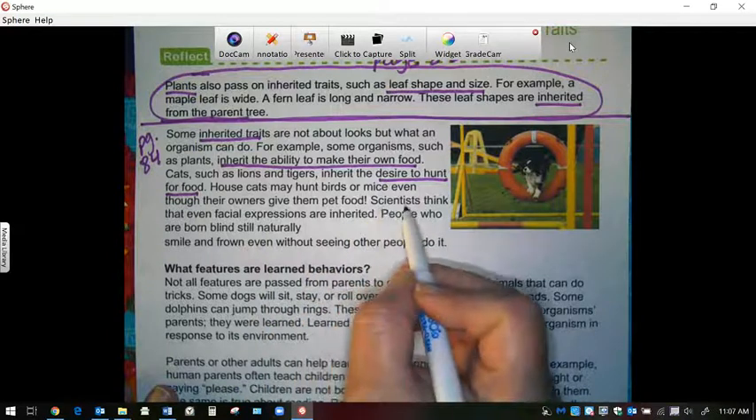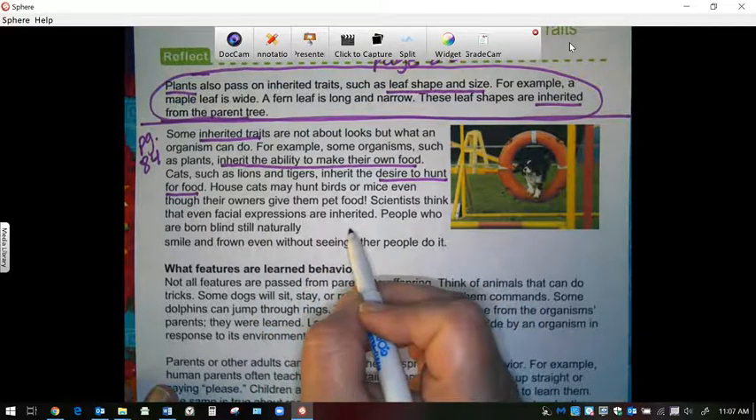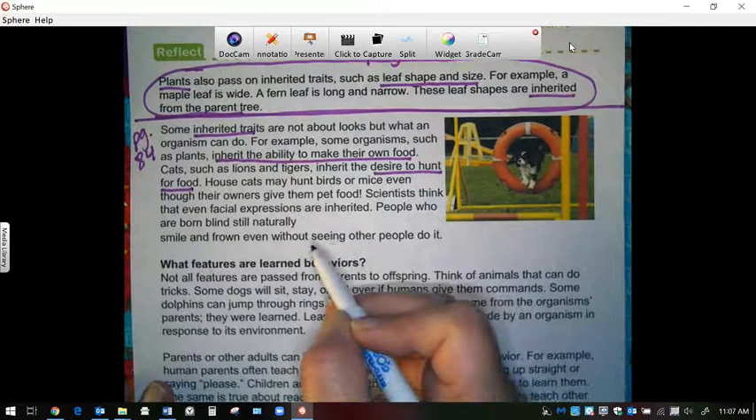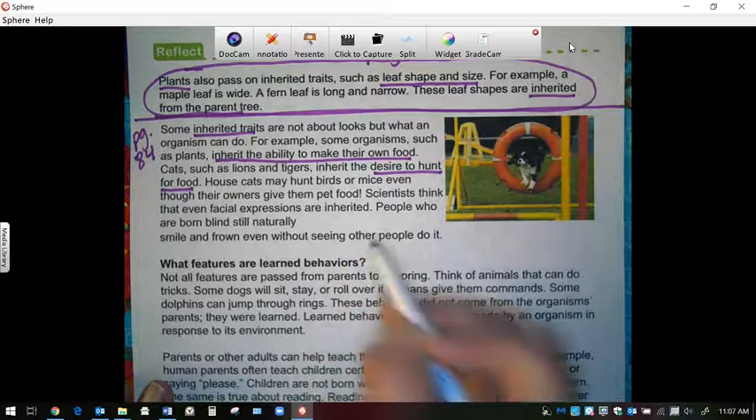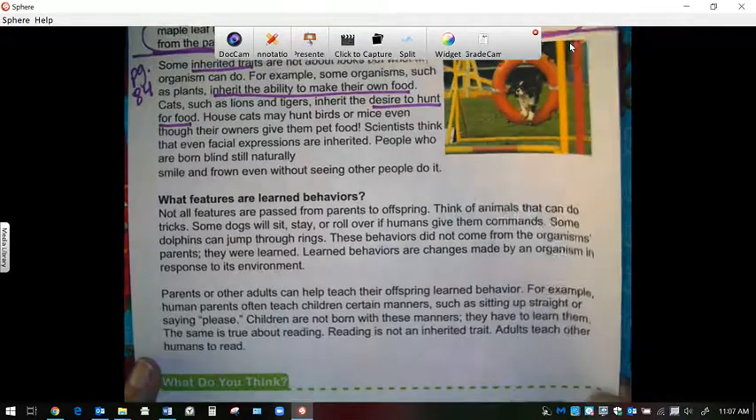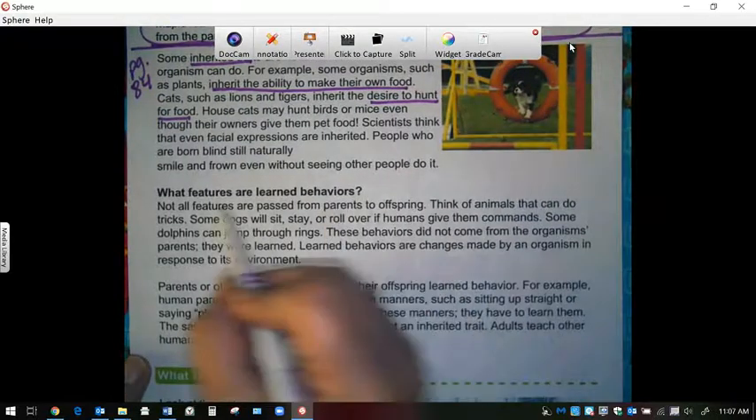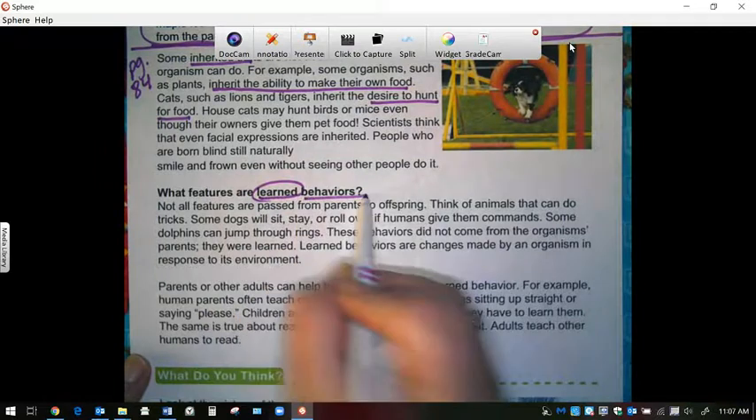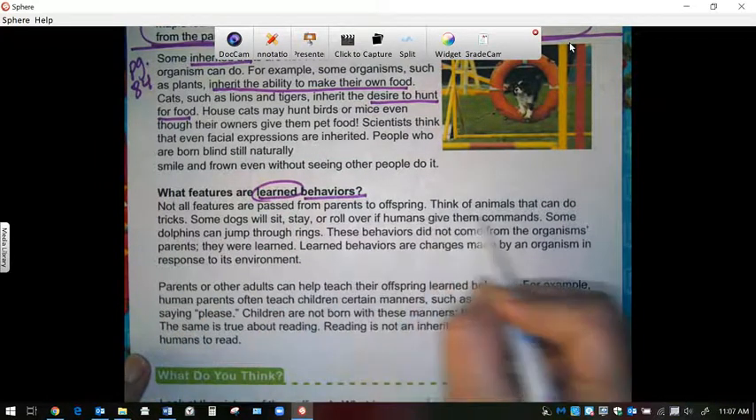Scientists think that even facial expressions are inherited. People who are born blind still naturally smile and frown even without seeing other people do it. All right. So, what features are inherited or learned behavior? So now we're talking about the learned. Not all features are passed from parents to offspring. Think of animals that can do tricks.